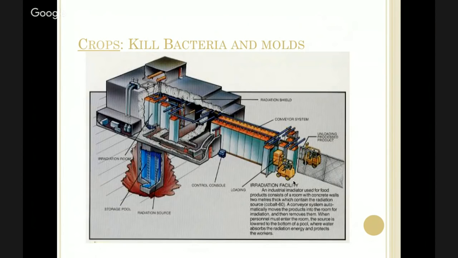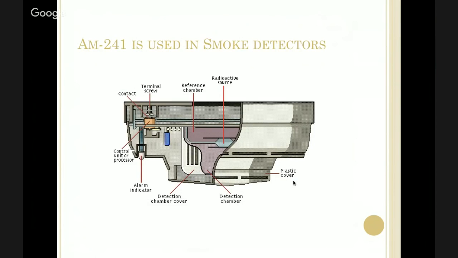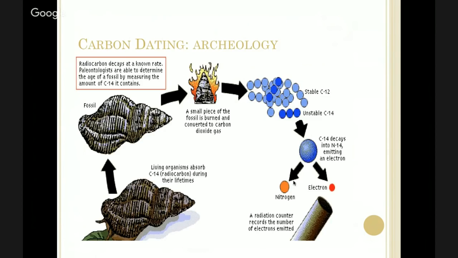I want to talk about some other benefits and risks. Some benefits include crops. We use radioactivity to kill bacteria and molds so that we can transport crops. We use it in our smoke detectors to determine if there's smoke in the area because it will disrupt the flow of alpha particles. We can use it to date once living things. We burn it up and we figure out how much carbon was stable and how much is unstable and how much should have been there that's unstable, because currently you actually have unstable carbon in there. And we can use an apparatus to figure out how much unstable carbon is still left and how long it's been there.